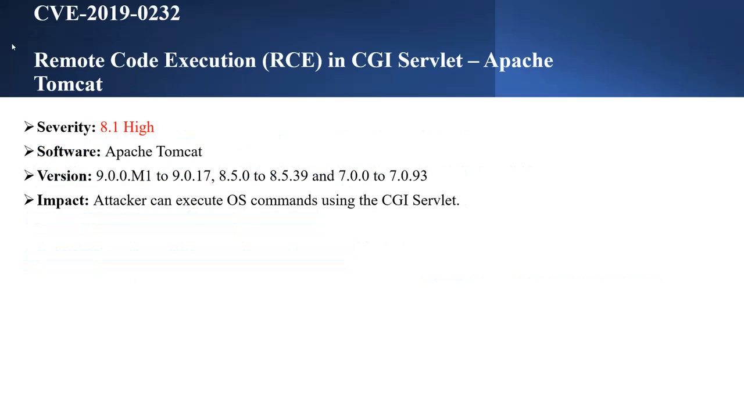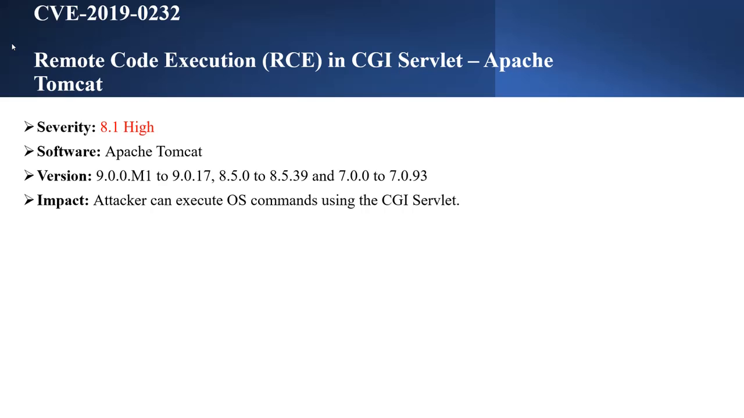Hello everyone, I am Jash Patel and today I am going to present the vulnerability of an open source project, that is Apache Tomcat. This vulnerability is named Remote Code Execution in CGI Servlet of Apache Tomcat, which is also known as CVE-2019-0232. According to the National Vulnerability Database, the severity rating for this vulnerability is 8.1 out of 10, which is pretty high and can be considered a matter of concern for the software.